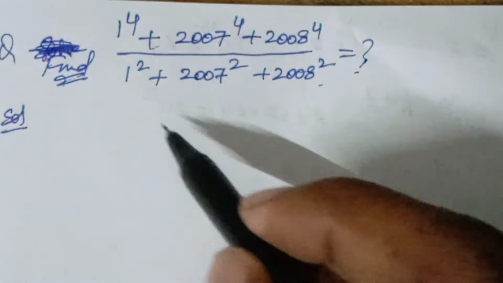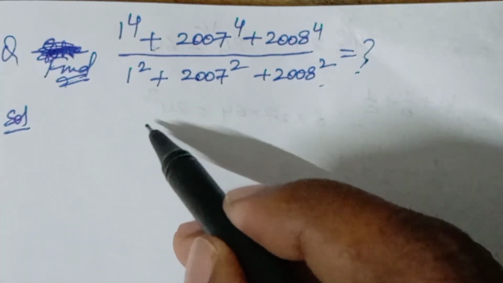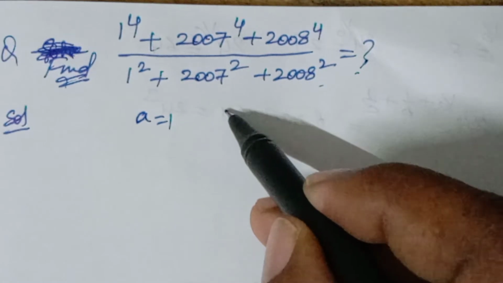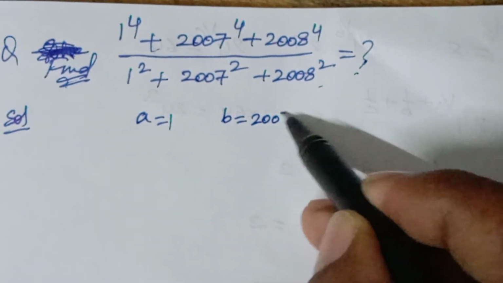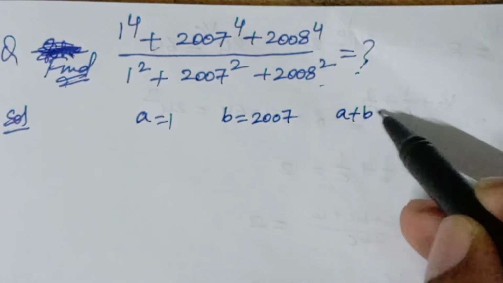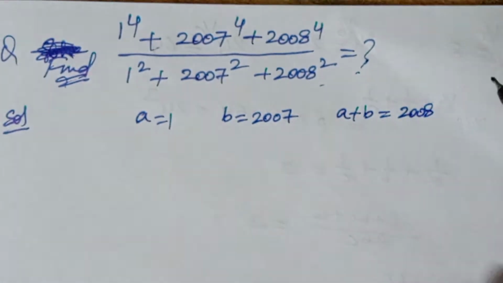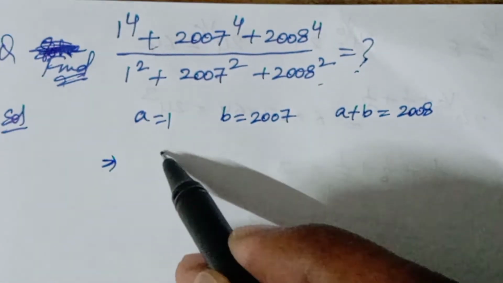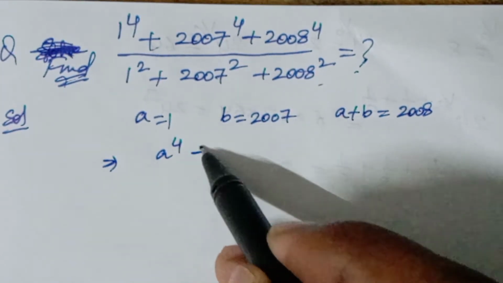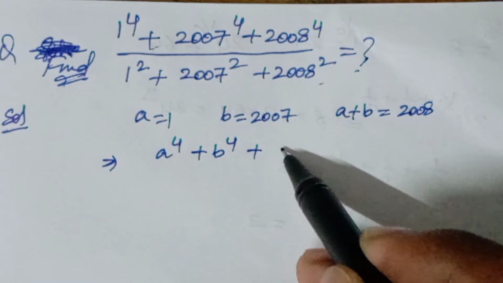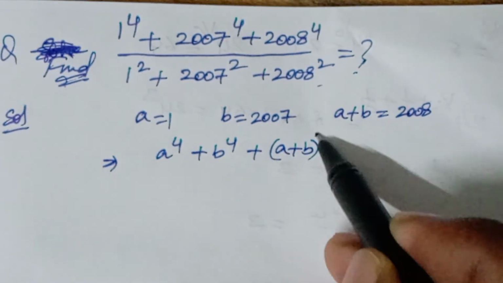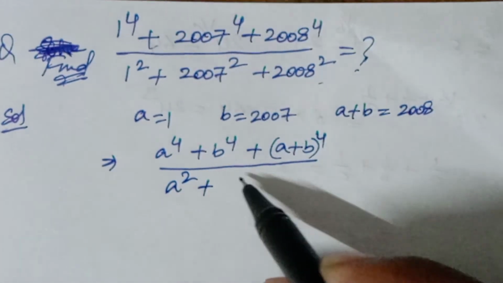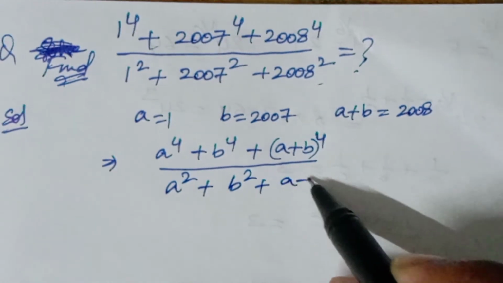So here, first of all, we are taking a equal to 1, b is equal to 2007, and a plus b is equal to 2008. a plus b, 1 plus 2007 is 2008. Now it will change as a to the power of 4 plus b to the power of 4 plus (a plus b) to the power of 4, divided by a square plus b square plus (a plus b) whole square.